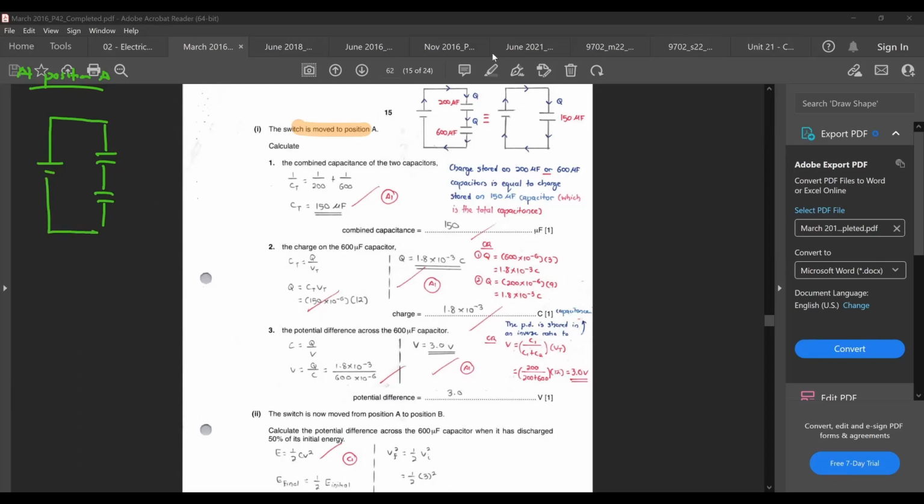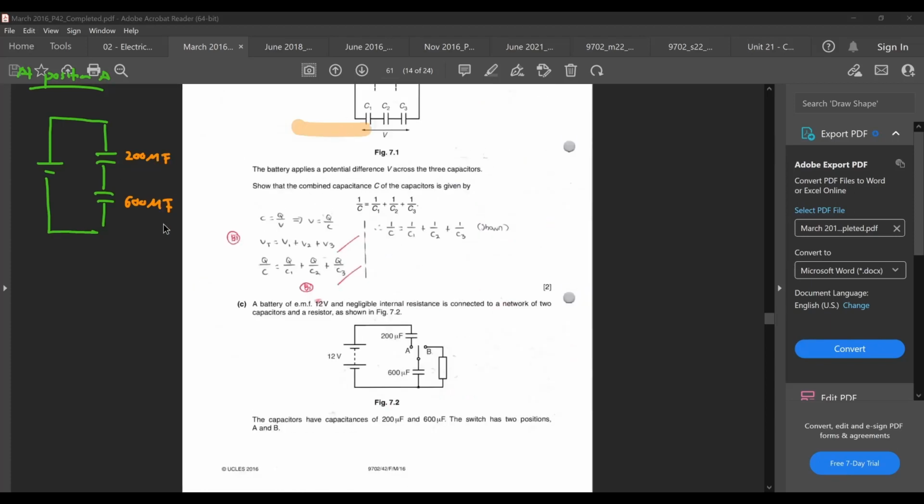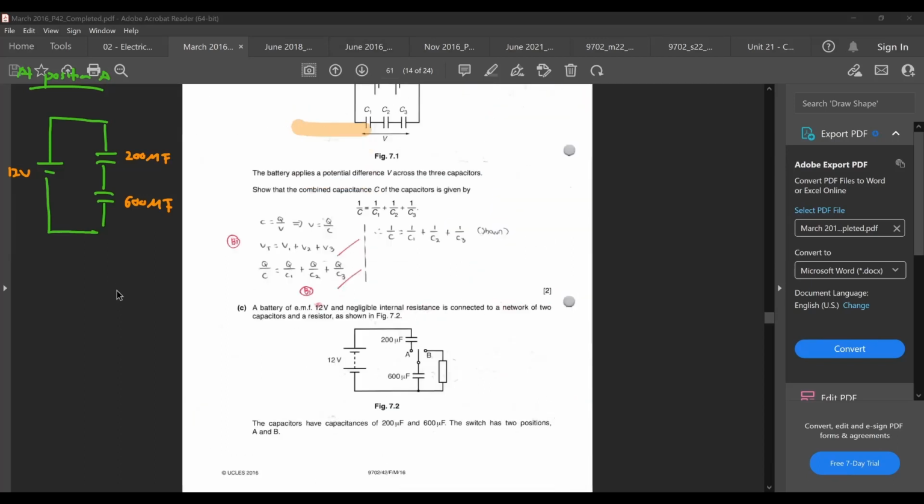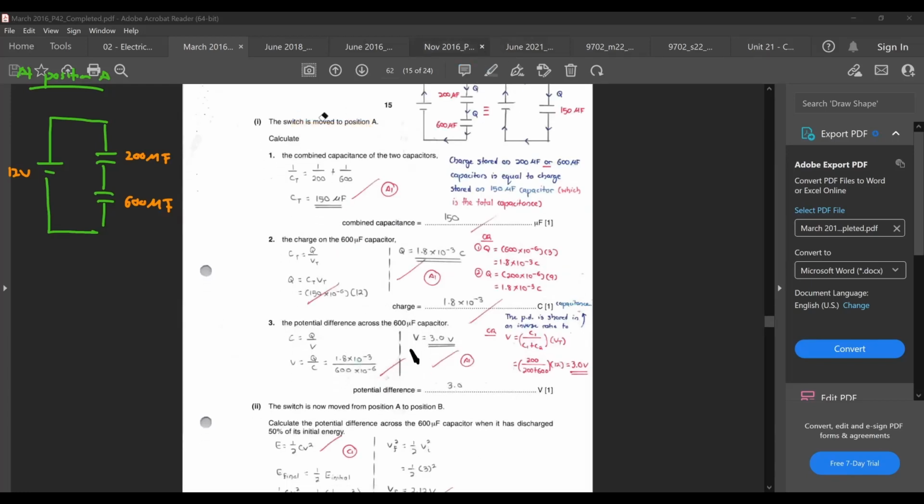Okay, so you had the 200 microfarad capacitor here, and then after that, this one is the 600 microfarad capacitor. Your total PD is 12 volts. Okay, so with the switch at position A, it's basically saying that you have one connection here like this, so that your entire circuit looks like this right now. Okay, so for this particular question, they ask you to find the combined capacitance of the two capacitors. You can see that these two are connected in series. You would need to add the capacitances up like you would resistances in parallel.